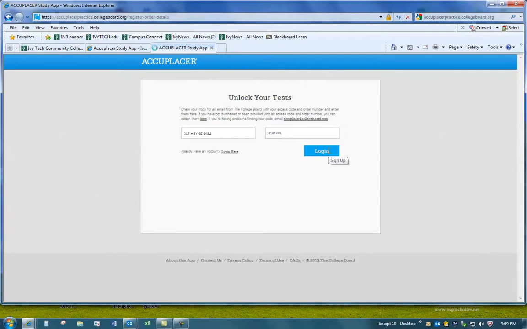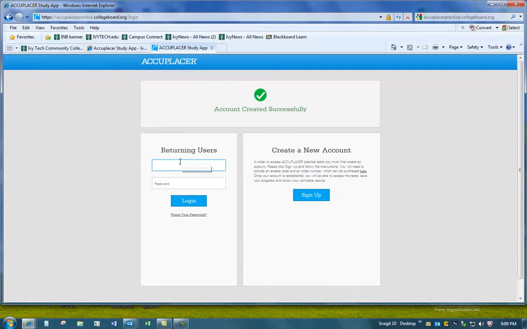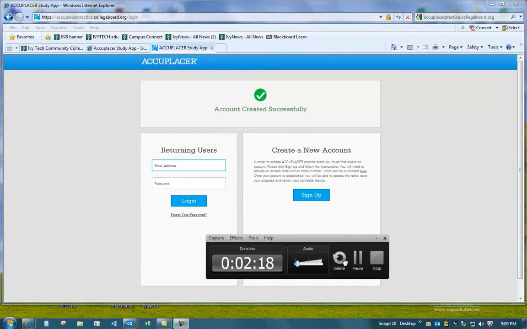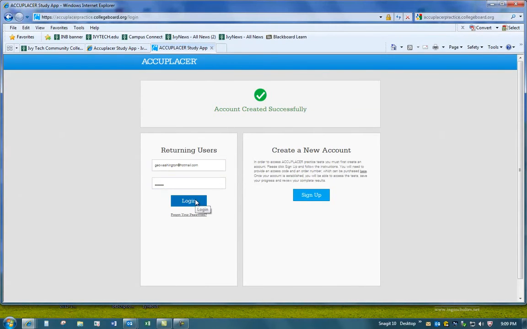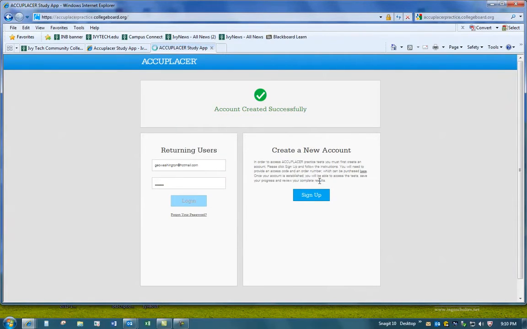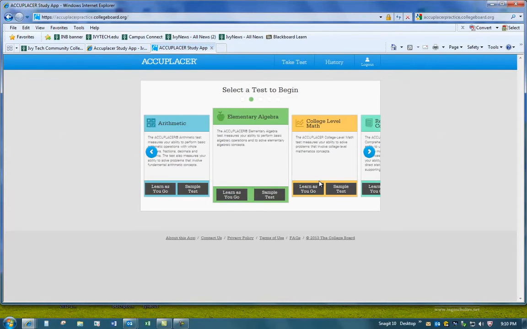So we're going to click Login. As soon as you've made your account, you have to come in and hit returning users. And again, I'm going to put in my George Washington and my password. It asked me if I want it to remember my password. I'm on a public machine, so I'm saying no. It tells us our account was created successfully.